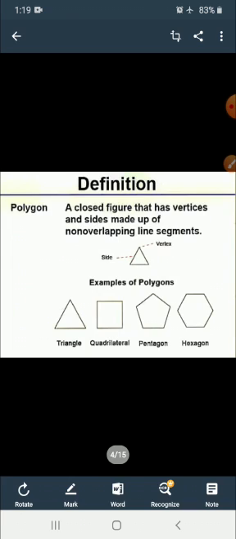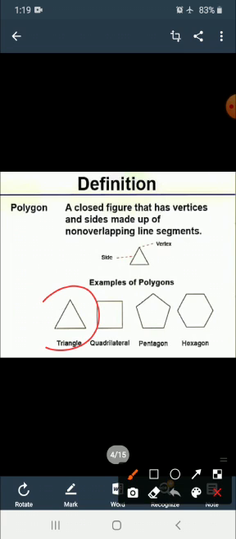Let us see what you mean by a polygon. A closed figure that has vertices and sides made up of non-overlapping line segments is called a polygon. Here, if you take this triangle, these points are called the vertices, and a closed figure that has vertices and sides, see, these are the sides. When you join those points, you get a triangle made up of non-overlapping line segments.